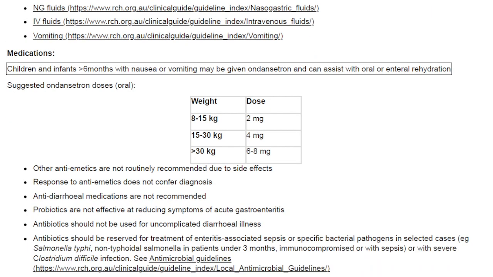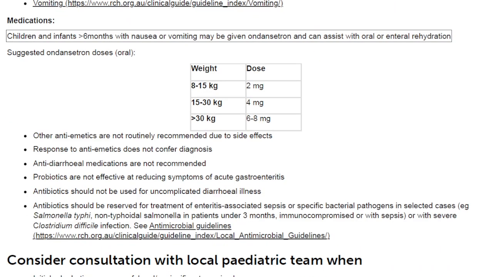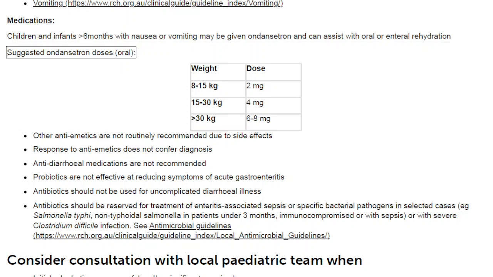Medications. Children and infants greater than 6 months with nausea or vomiting may be given ondansetron, which can assist with oral or enteral rehydration. Suggested ondansetron doses: oral. Weight: 8 to 15 kilograms. Dose: 2 milligrams. Weight: 15 to 30 kilograms. Dose: 4 milligrams. Weight: greater than 30 kg. Dose: 6 to 8 milligrams.